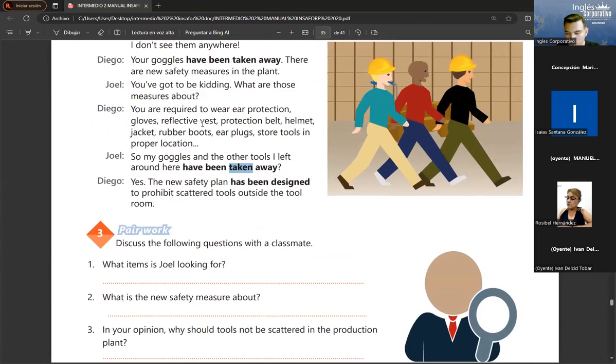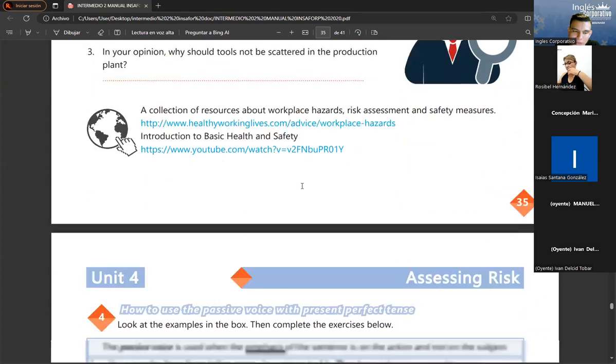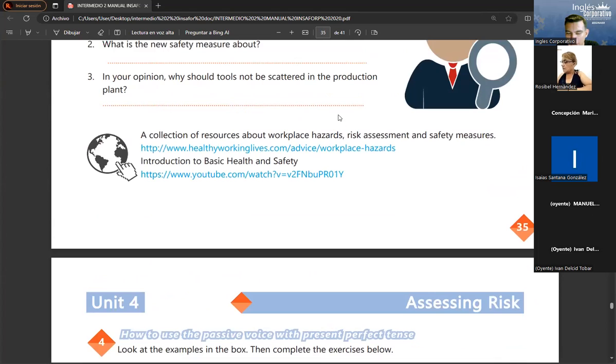Do you have the page ready? Ya tenemos la página. Okay, page 25. Recordarles que ya estamos finalizando la unidad 3, 4, y para el viernes si pueden tener finalizadas las tareas para que ya el día lunes estemos completos con sus notas en el sistema.